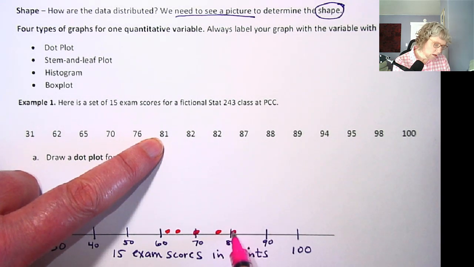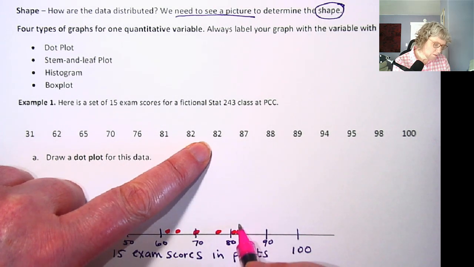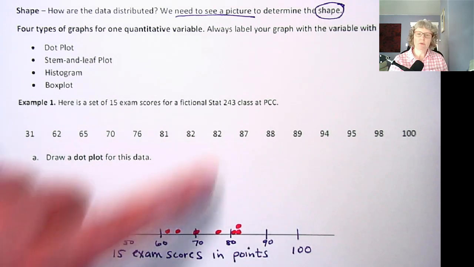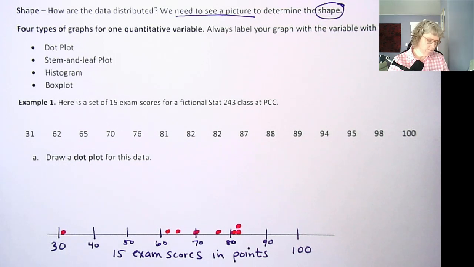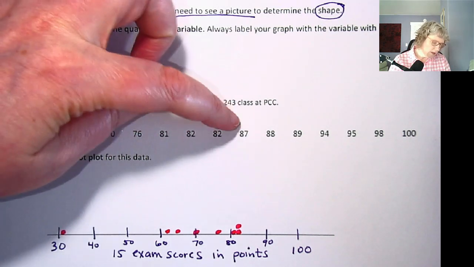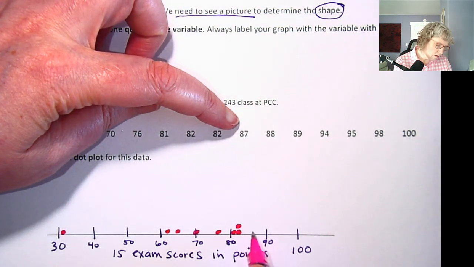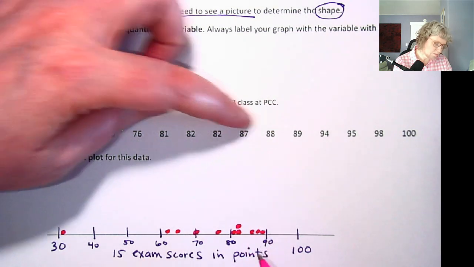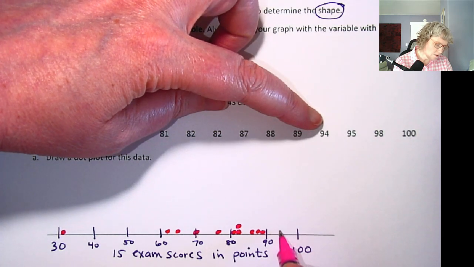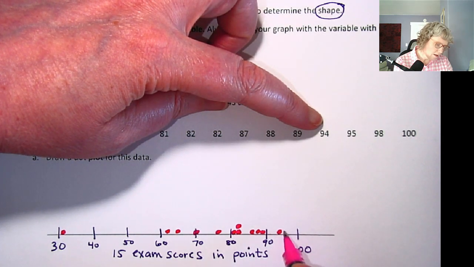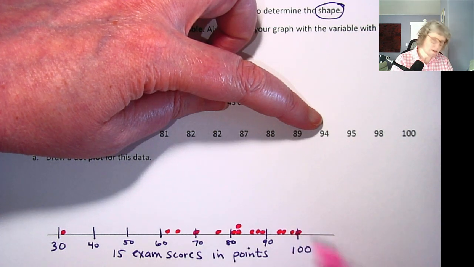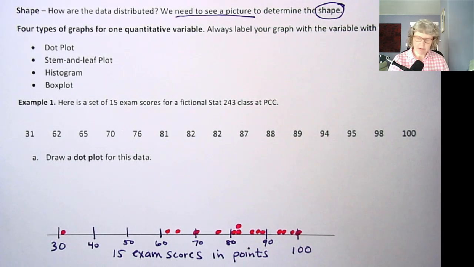81. 82, I'm going to squeeze it in there. Another 82. Okay, so the thing about a dot plot is when you get a repeat, you stack it up. Okay, 82, then 87. Got to squeeze my 87, 88, and 89 all in here. 94 is just under halfway. 95, 98, and 100. Okay, so it's a little rough because it's by hand.